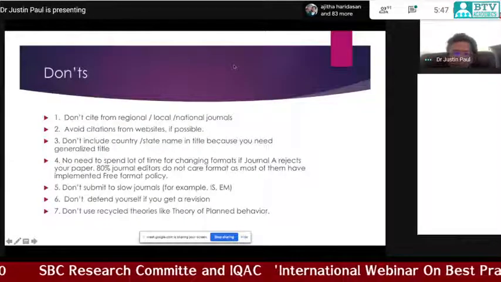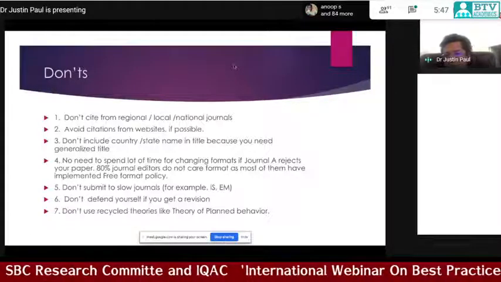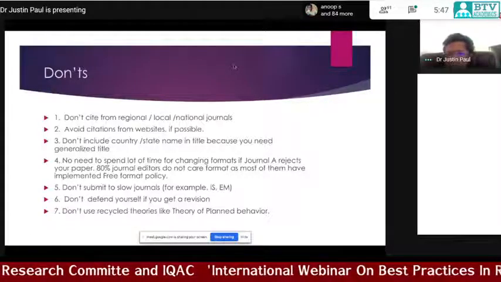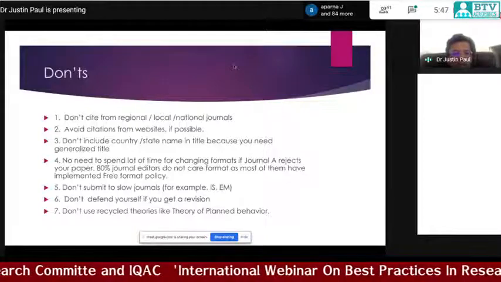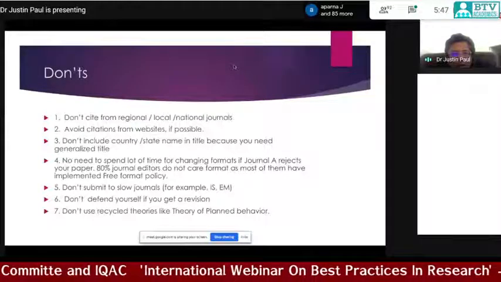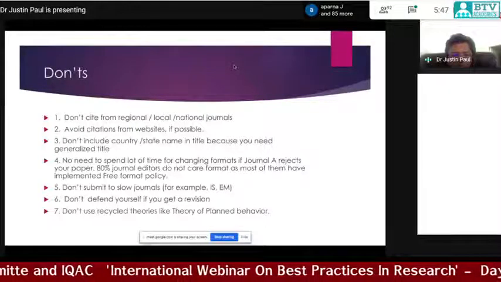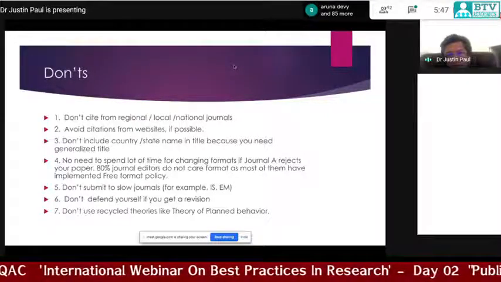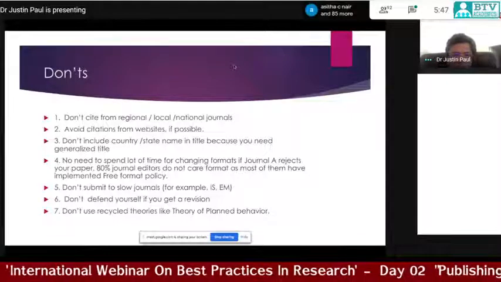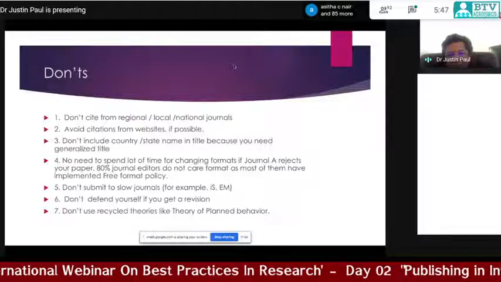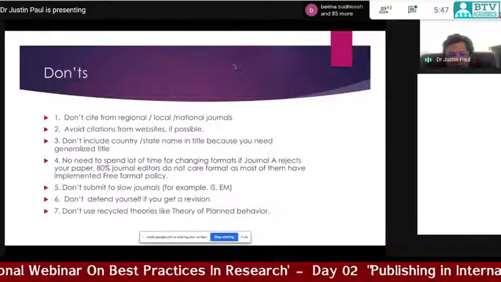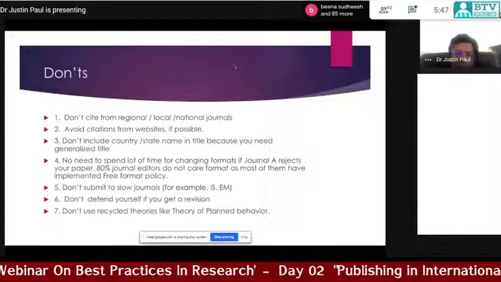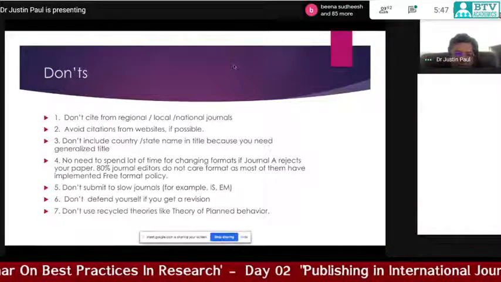Now certain don'ts. So what are the points that you have to keep in mind, what you should not do when you submit a paper, when you develop a paper? Number 1, if you want to submit to an international journal or premier journal, don't cite from regional, local, or national journals. They are not considered as authentic.